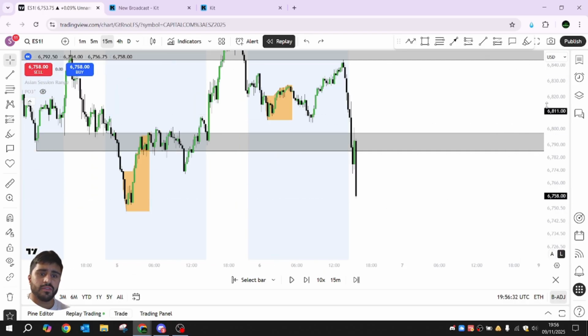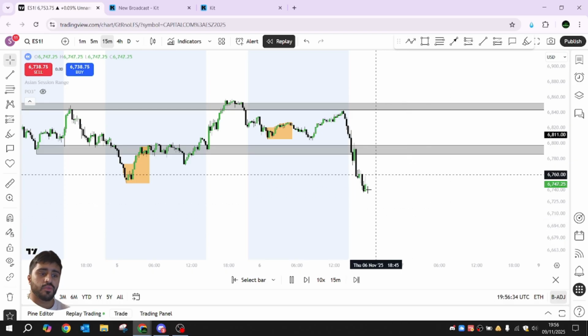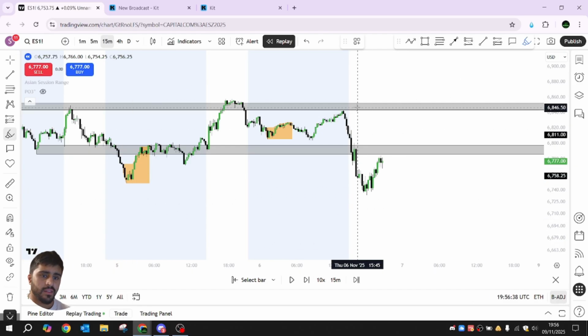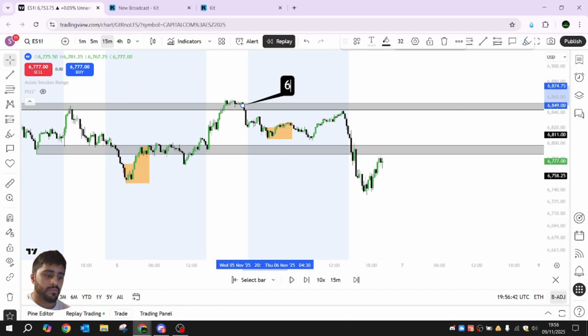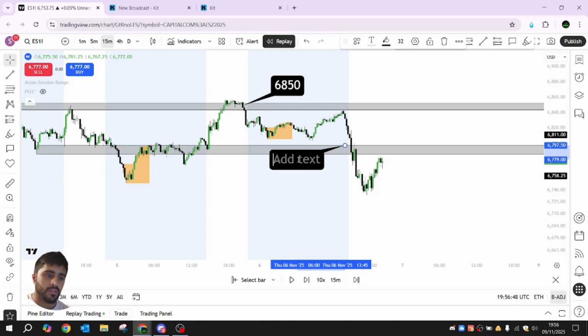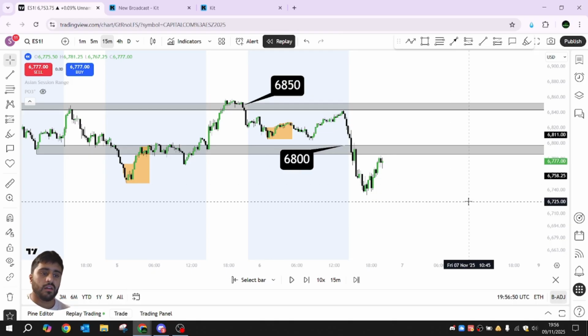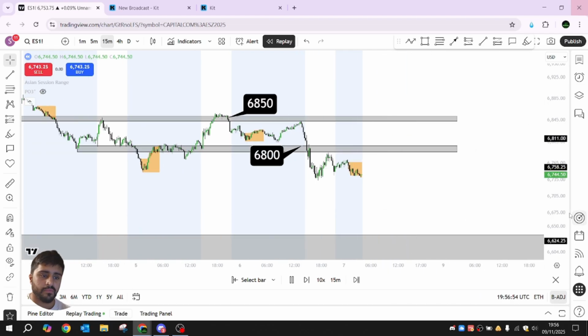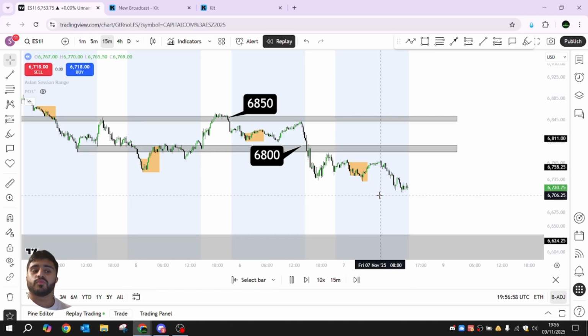So 6,800 for ES traders, a crucial level of supply, as well as I think it's 68.50, right? So let's write this down, 68.50 and 6,800, these two are prime levels. These are prime levels we want to be looking for trades, okay? Looking to see how price reacts at those levels.